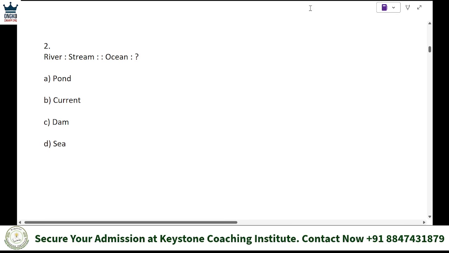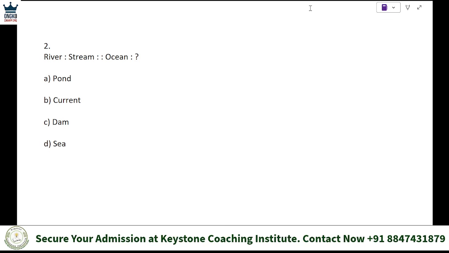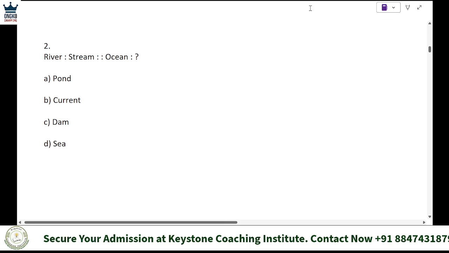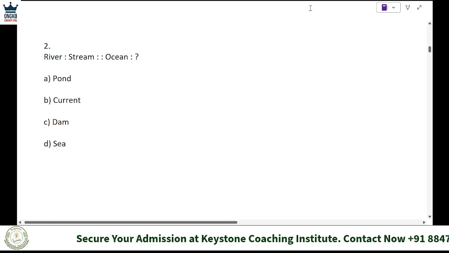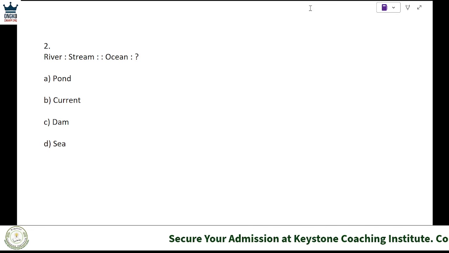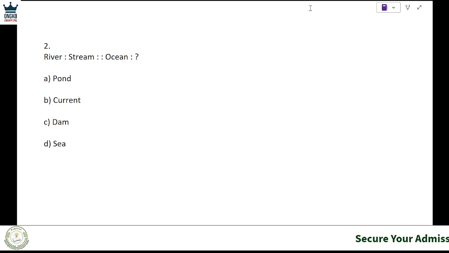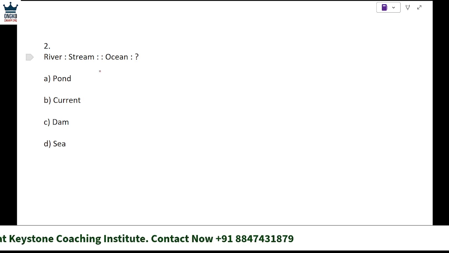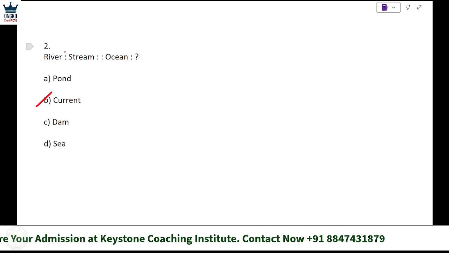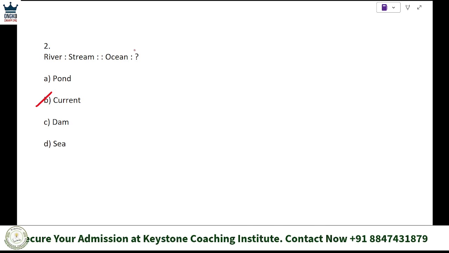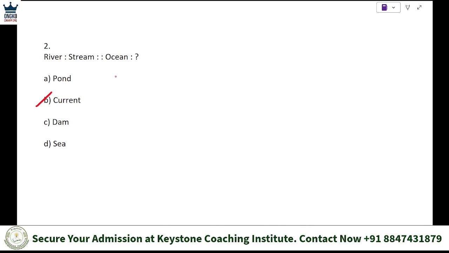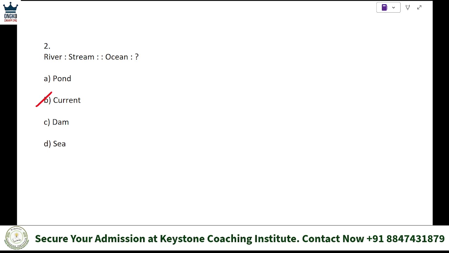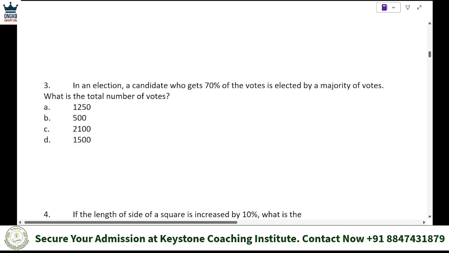Next question. This is from classification, or you can say analogy, or find the odd one. River is related to stream. Then the ocean will be related to current, because the stream comes from the river, and current comes from the ocean. Right, that's it. Next one.